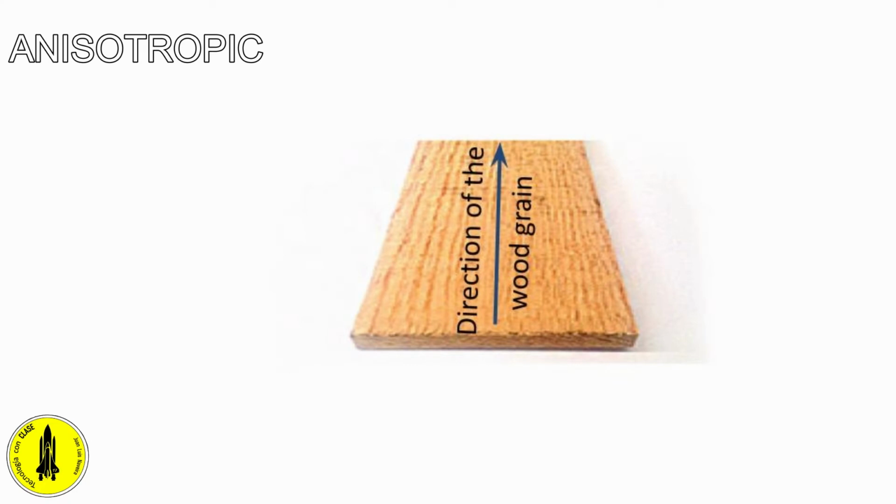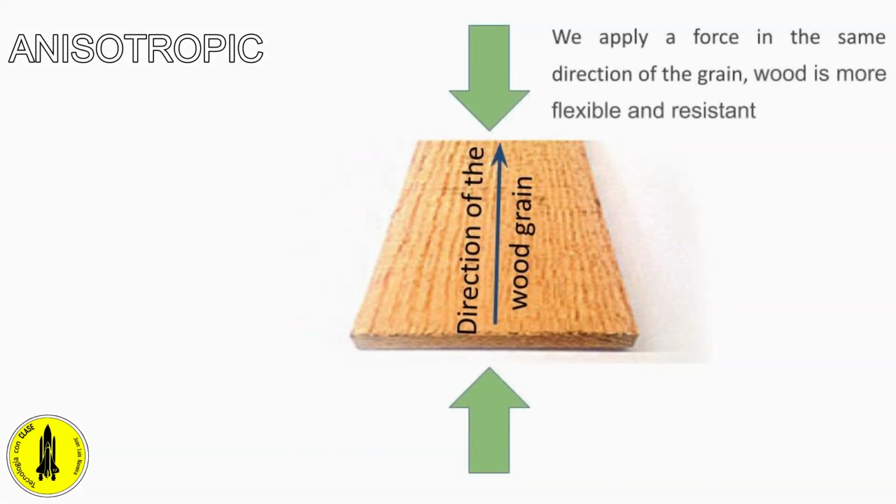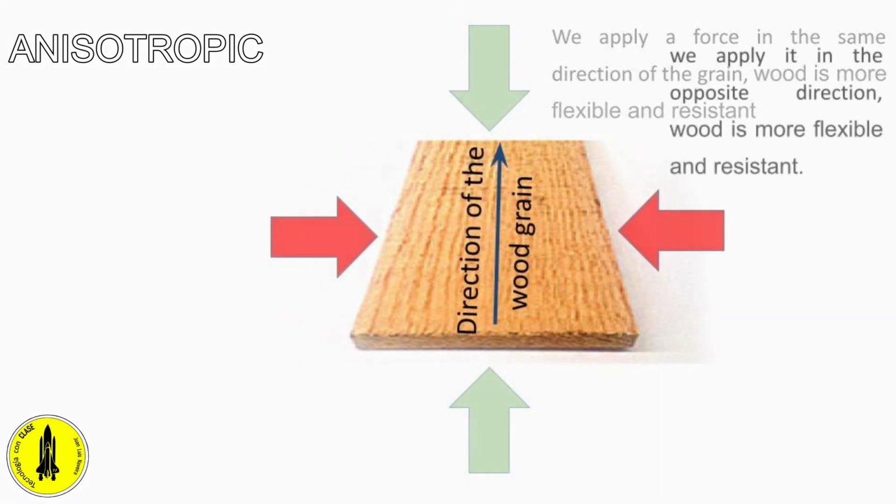Anisotropic. The mechanical properties like resistance and flexibility depend on the direction of force in relation to the direction of the wood grain. When we apply a force in the same direction of the grain, the wood is more flexible and resistant than when we apply it in the opposite direction.